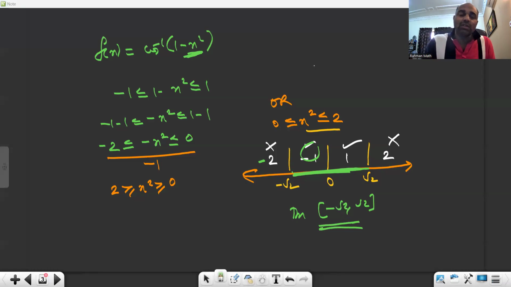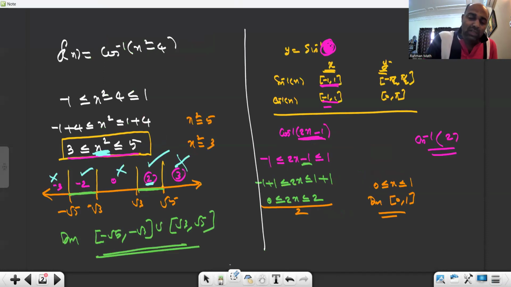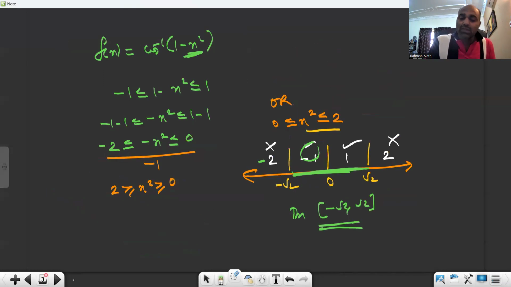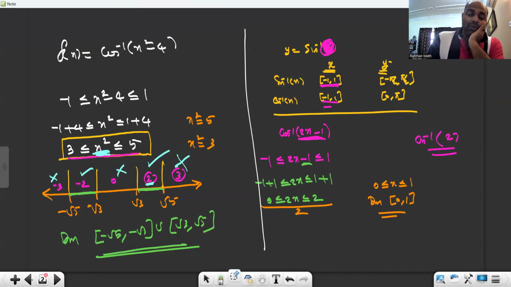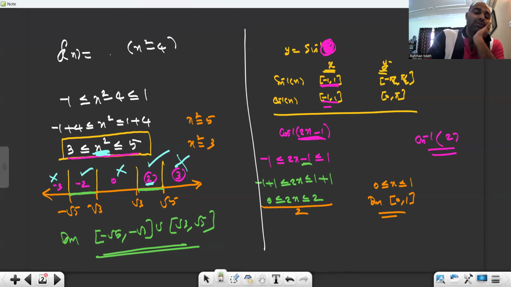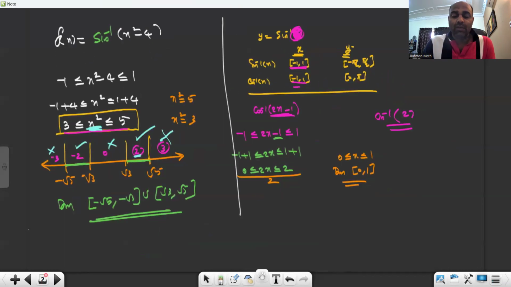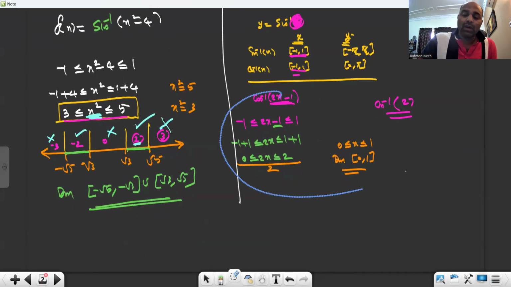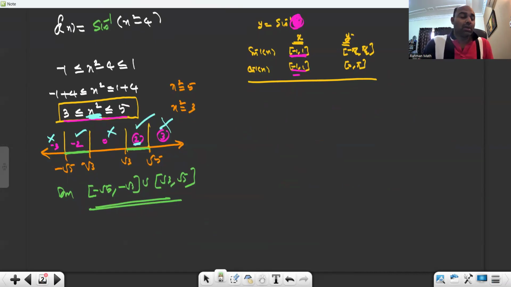Question number 8, same concept only. This is the question. Have all of you finished with this one? See, question number 8, the same behavior only. Cos inverse, you just make it sine inverse, because the sine inverse value also lies between -1 and 1. And the domain is the same only. They're asking range. Range, don't worry.